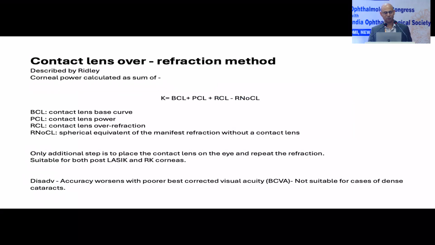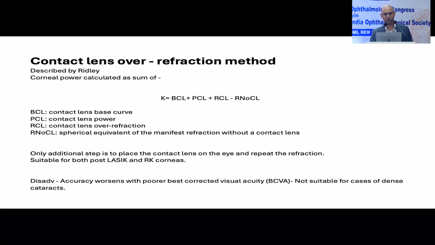Contact lens over refraction method is a very useful method described by Ridley, in which you use this formula: K is equal to BCL plus PCL plus RCL minus RNOCL. BCL is contact lens base curve, PCL is contact lens power, RCL is contact lens over refraction, and RNOCL is the spherical equivalent of the manifest refraction without a contact lens.